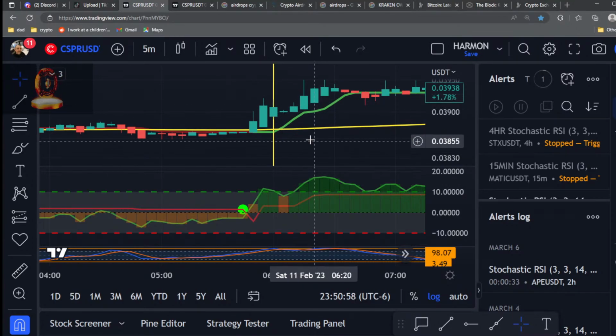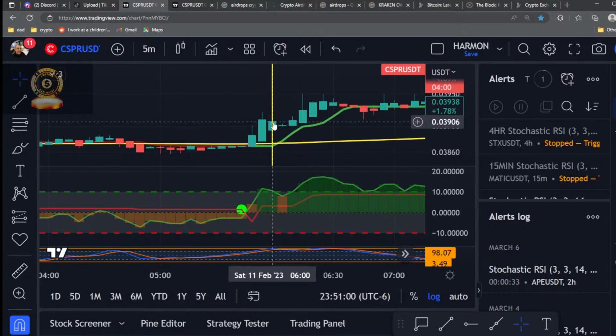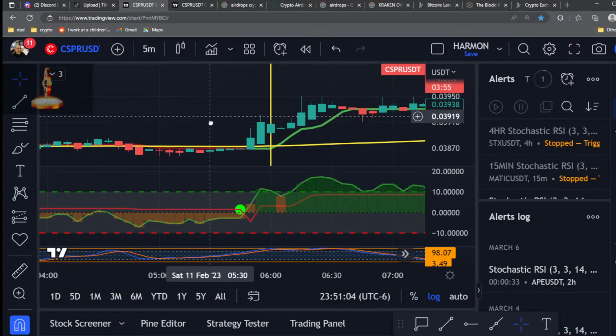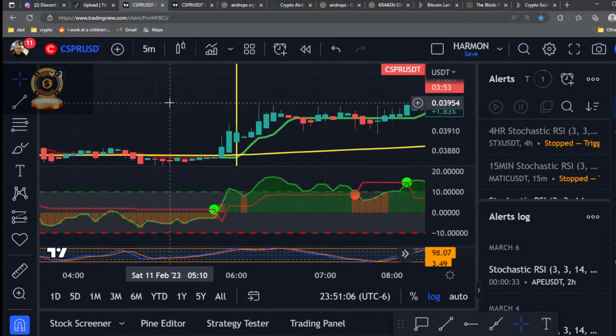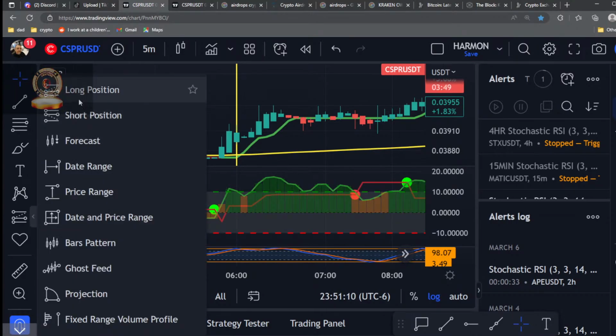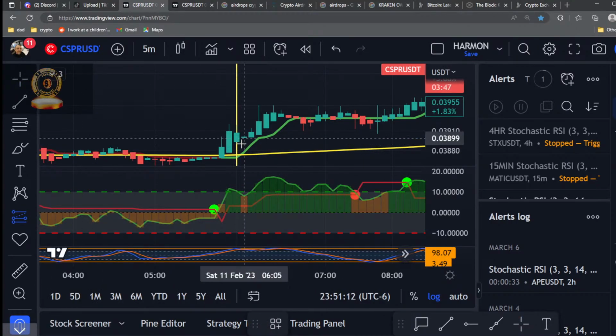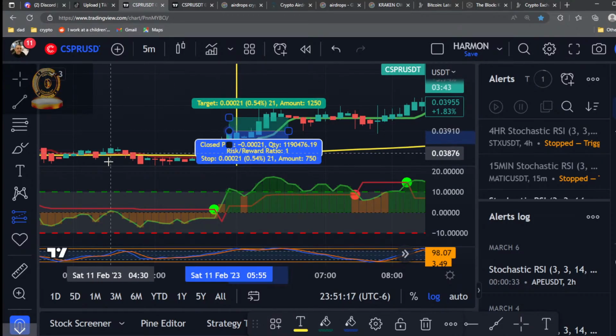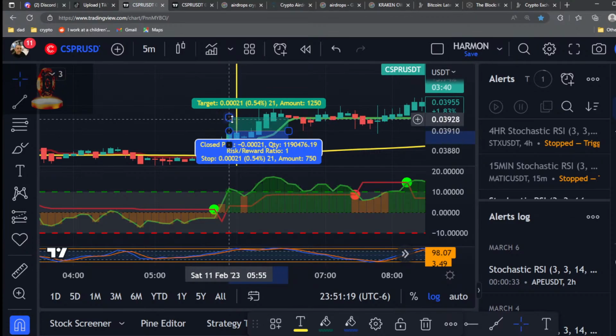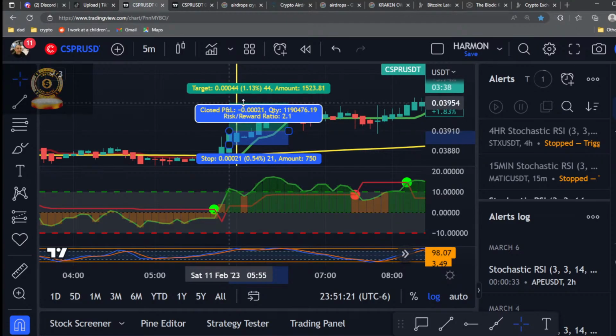So we jump in, let's say that we jump in and we get in at the top of this candle. We don't even wait for the pullback. Let's see how we would have done on this particular trade. To do that, we slide over here, go to long position, and let's say we got in at the worst possible trade. We'll go to the top of this candle here.